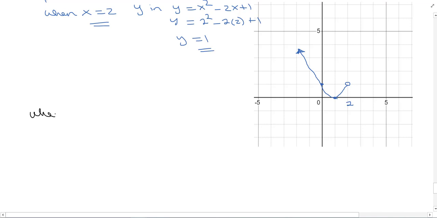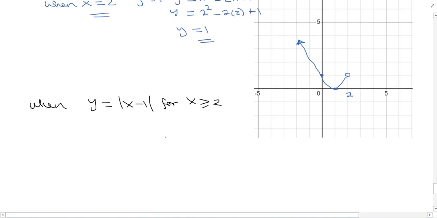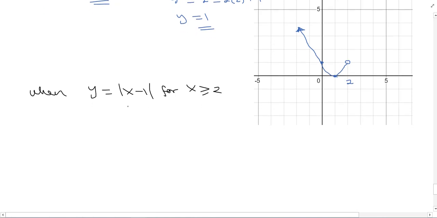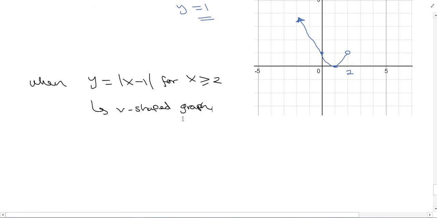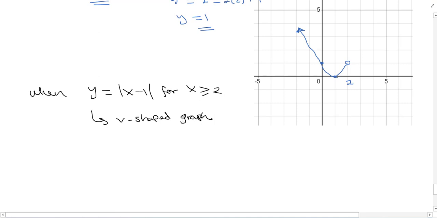So when y equals the absolute value of x minus 1 for x greater than or equal to 2, what does the absolute value of x minus 1 look like? Well, this is a V-shaped graph. I'm not sure how long it has been since you took your pre-calculus or algebra class, but absolute values look like a V. So in the V-shaped graph, where is the vertex, and what is our split point?